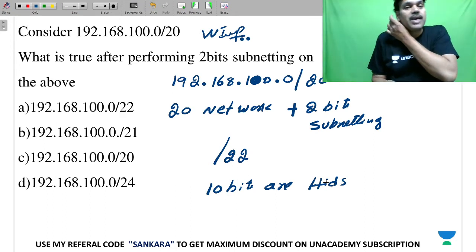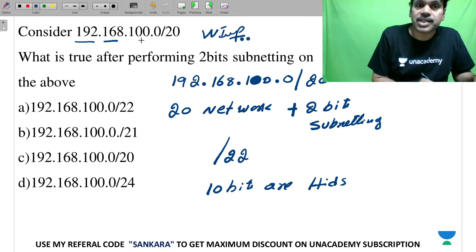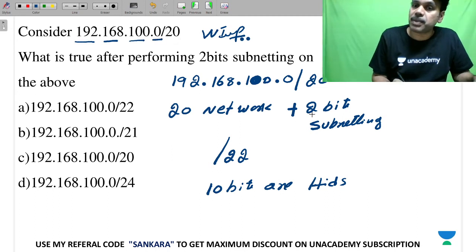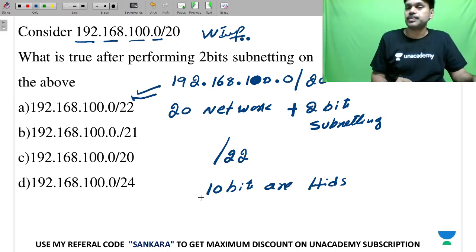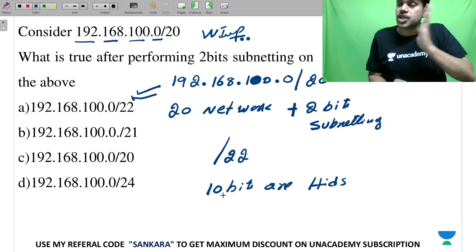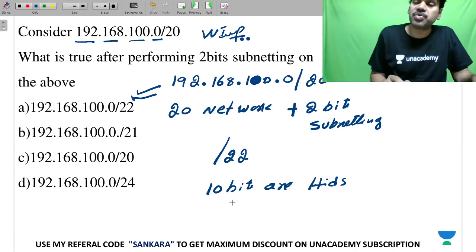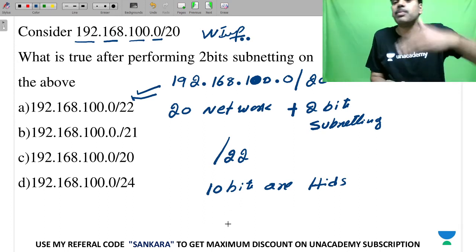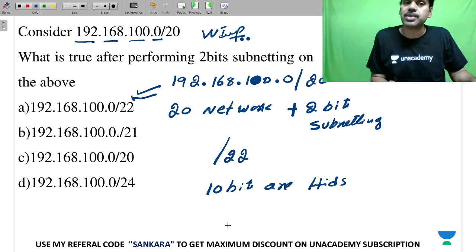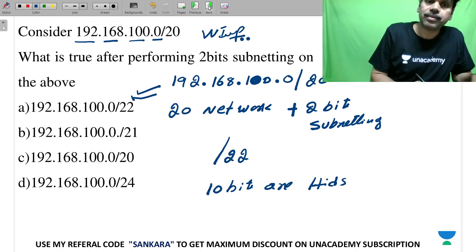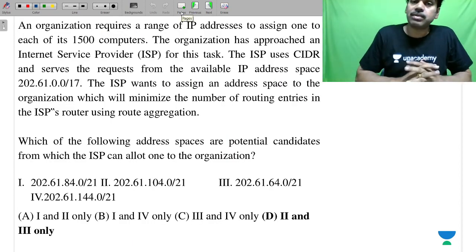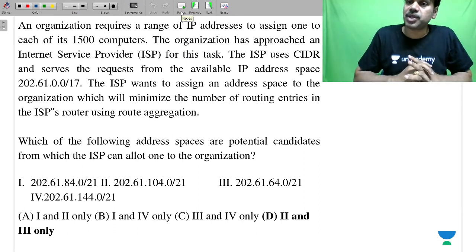So what is your latest value now? 192.168.100.0, 20 plus 2 bits, it is 22. Okay, my dear friends, because the 20 NID bits you need to drop as it is, and 2 bits are reserved for subnetting, and the remaining 10 bits you can use for what? Host ID, which can be made zeros or ones. So this is a very latest question of the GATE examination. Please see how I solve this question carefully.